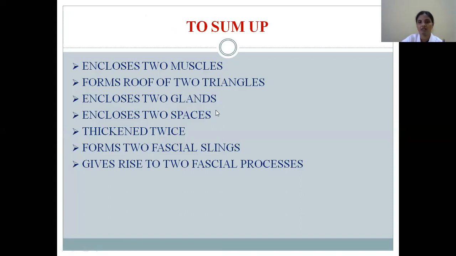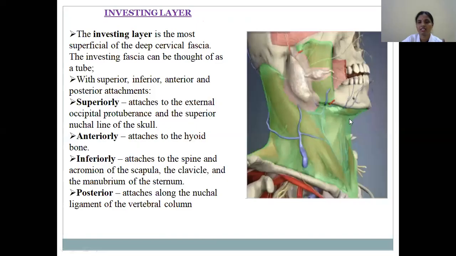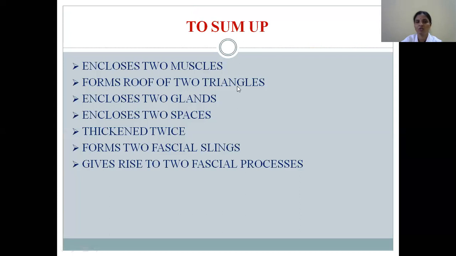Here is one thing I have not explained. Here see, this is the investing layer as it crosses from the anterior midline to the anterior border. This is the anterior border of the sternocleidomastoid. So in between, what happened? It forms the roof of the anterior triangle. Then behind the sternocleidomastoid, the investing layer extends on to the trapezius. So in between these 2 muscles, the part of fascia is forming the roof of the posterior triangle. So here it forms the roof of the 2 triangles.